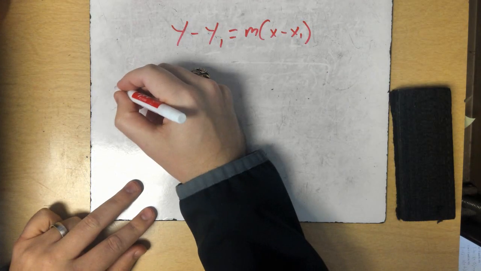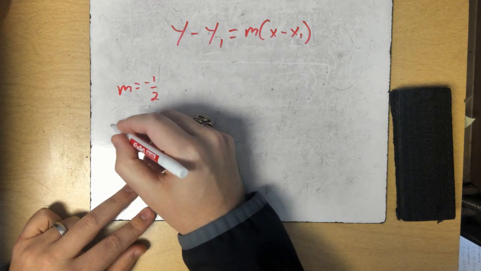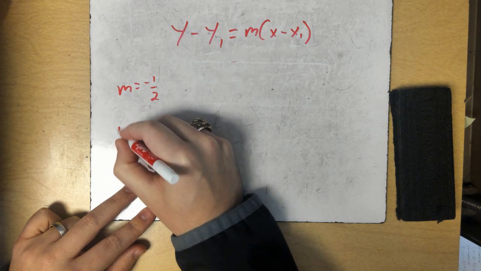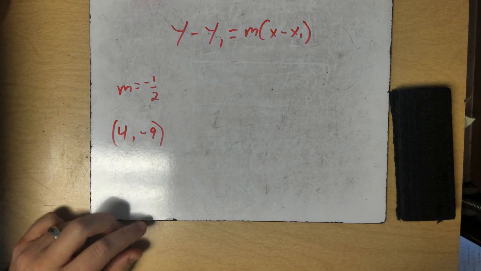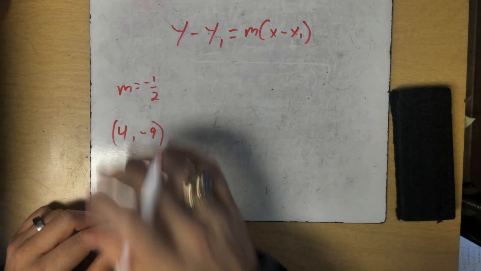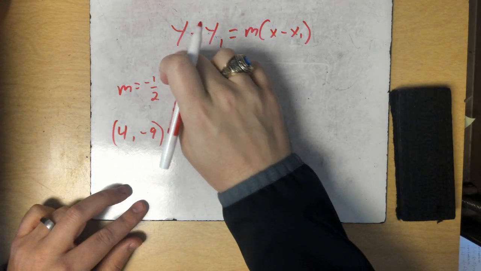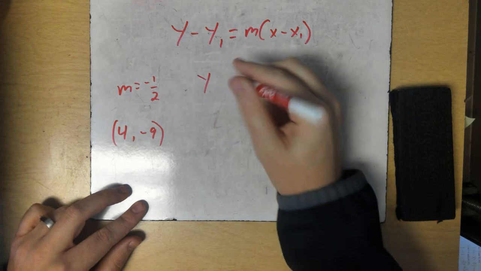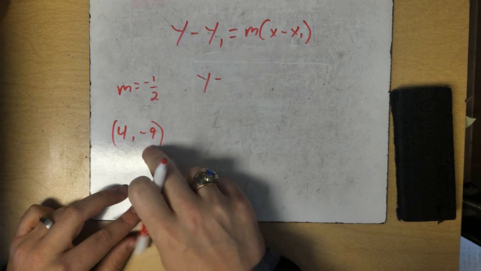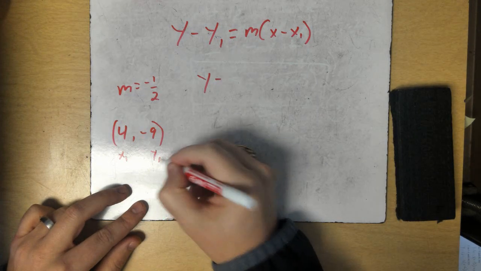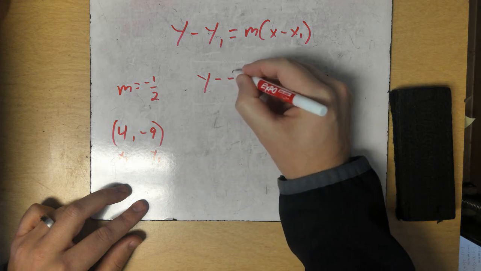So now what if we have a slope of, let's say, negative 1/2, and we have a point of 4, negative 9? Once again, just taking the things and plugging them into the equation. We're starting off y minus, that's how we always start off. Our y1, we look at our point. Remember, x1, y1, our y1 is the second number. This is negative 9, so we're going to write negative 9.